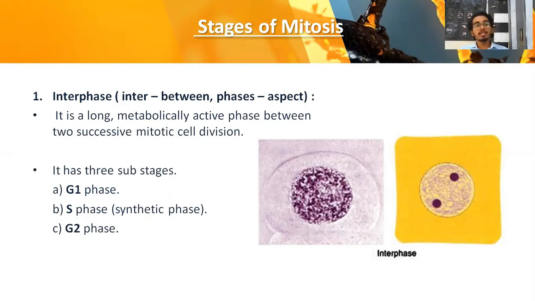Clear? After the synthetic phase, the cell enters the G2 phase, the G2 subphase of interphase. G2 refers to the gap 2 phase. Here there are certain proteins required for the production of spindle fibers, so the gap 2 phase is very important for that purpose. Once the gap 2 phase is over, the interphase is complete and the cell is ready to enter the M phase, also known as the mitotic phase.